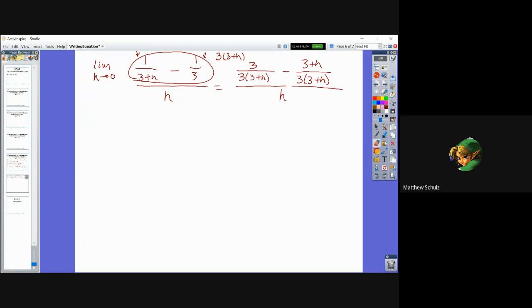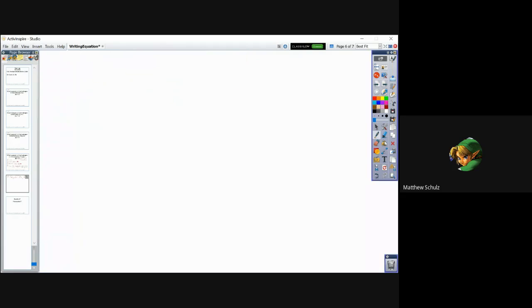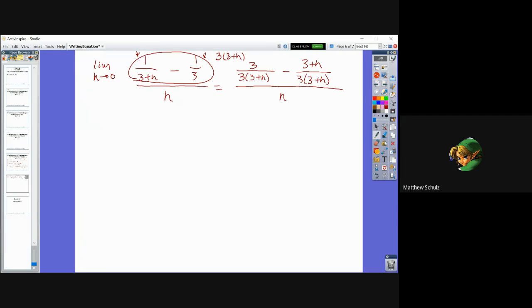Just going to get rid of that extra mark. I don't know why my board is acting up this much. All right, but now that these two have the same denominator, we can combine them. Okay, so we're still going to get the limit as h approaches 0.